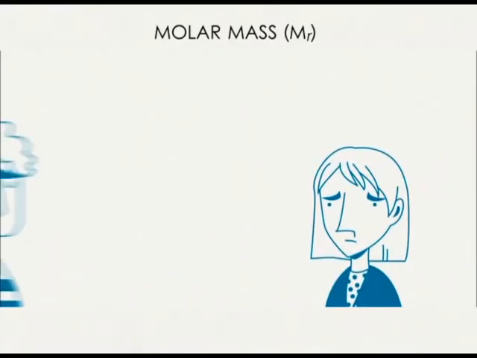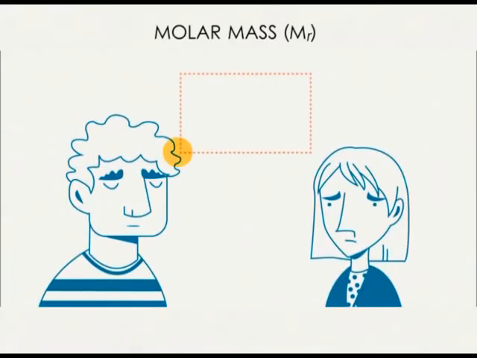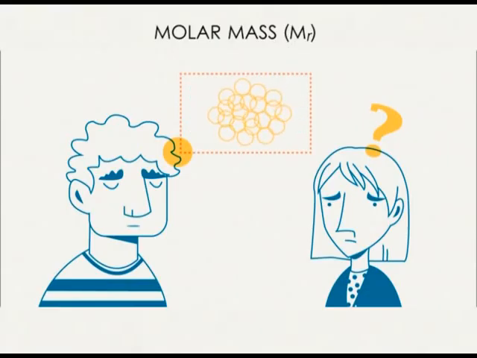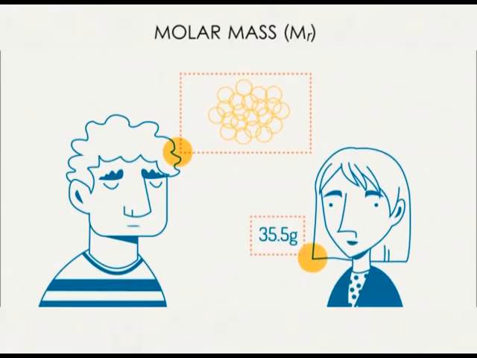If someone asks you, what is the mass of Avogadro's number of chlorine particles? It is impossible to answer the question without the person going into further details. If by chlorine particles they meant atoms, the answer is 35.5 grams. If however by particles they meant chlorine molecules, the answer is 71 grams.